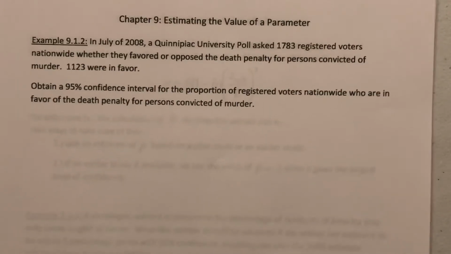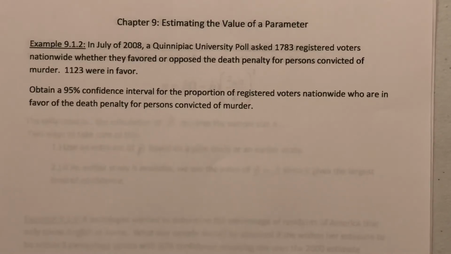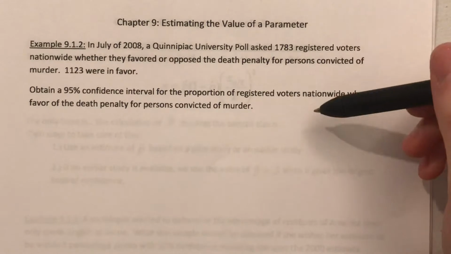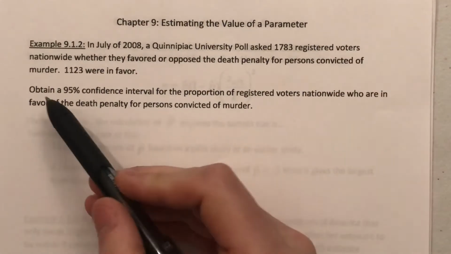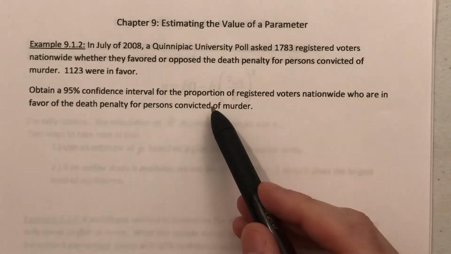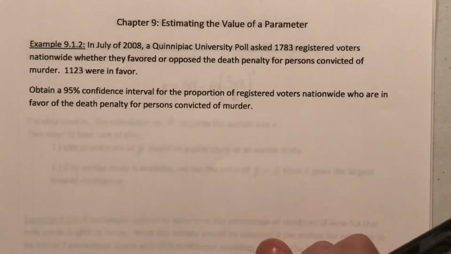So let's take a look at the two kinds of problems that we can see here in Chapter 9. The first one is finding an actual confidence interval. So we've got the situation from the previous pages, same information. The directions: obtain a 95% confidence interval for the proportion of voters who are in favor of the death penalty for a person convicted of murder.